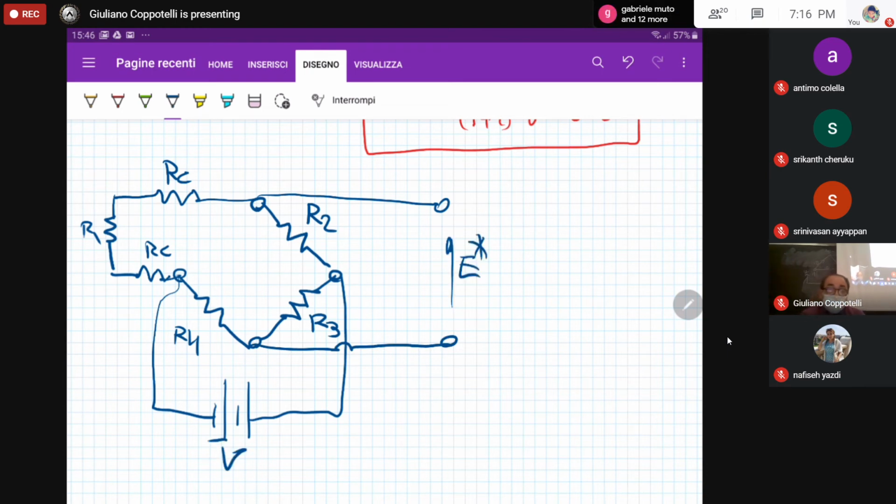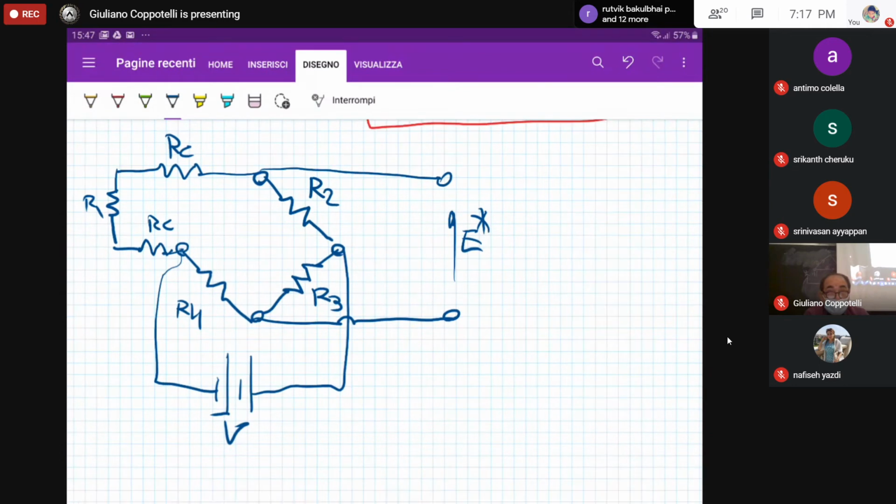Here is how your Wheatstone bridge is modified because of the presence of a not negligible effect of the resistance of the connecting cable. So we have R1, 2, 3, 4 as the ones that we got before. Now we are having Rc, that is the resistance of one connecting cable. So we have two wirings, Rc and Rc, lower and upper.